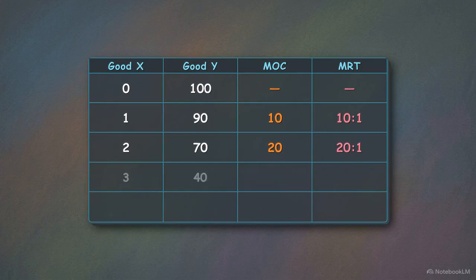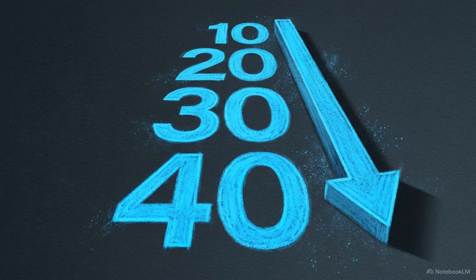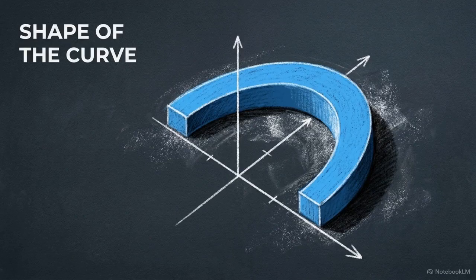Here are the final numbers. Your sacrifice jumps to 30, then to 40, giving you MOCs of 30 and 40 and MRTs of 30 to 1 and 40 to 1. Notice the mathematical pattern in that completed schedule. The marginal opportunity cost is continuously increasing. That specific numerical trend dictates the exact physical shape of our graph.